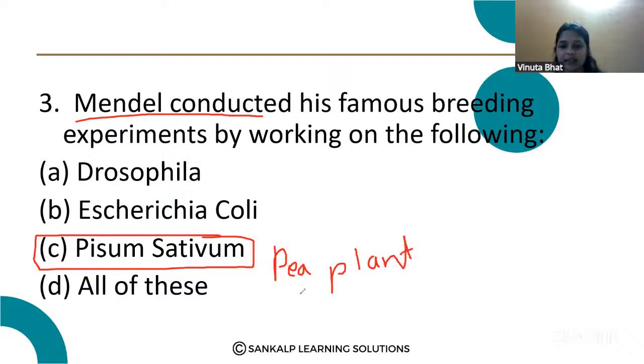Why did he select this plant for his experiment? This plant has seven different pairs of contrasting characters, and the life cycle of the pea plant is very short. So he worked on Pisum sativum, the scientific name of the pea plant. So he selected this plant for his experiments.